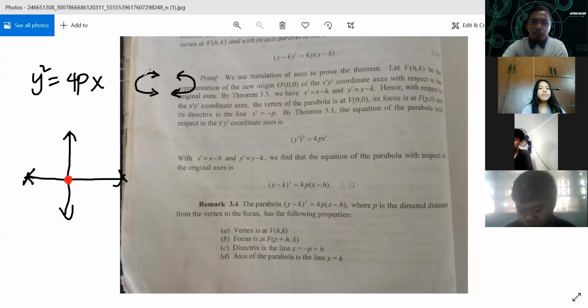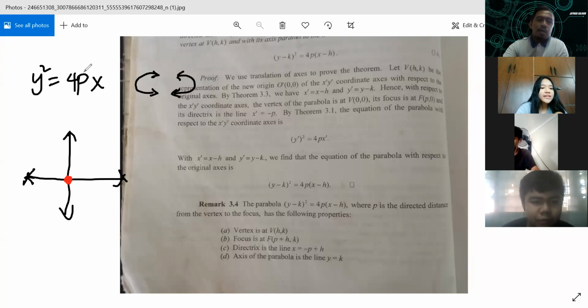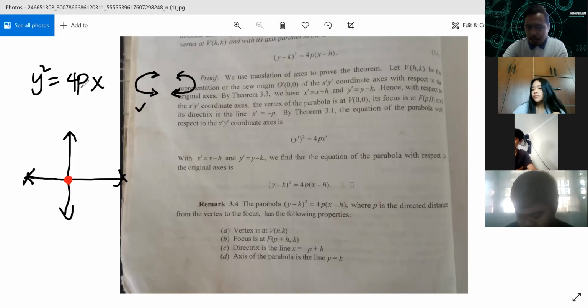When is it opening to the right? When this parabola is open and P is positive, greater than 0. If the value of this P is positive, then it is opening to the right. And if the value of that P is negative or less than 0, then that is opening to the left.